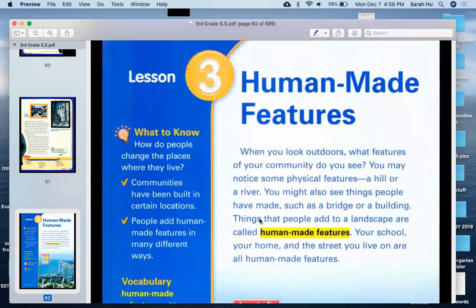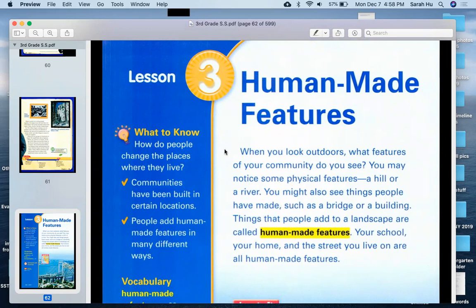So yesterday we read about physical features, things that are found out in nature. Now today, lesson 3, we're going to read about human-made features. And we've been talking about this. We've been looking at some simple pictures. So let's go ahead and get started.